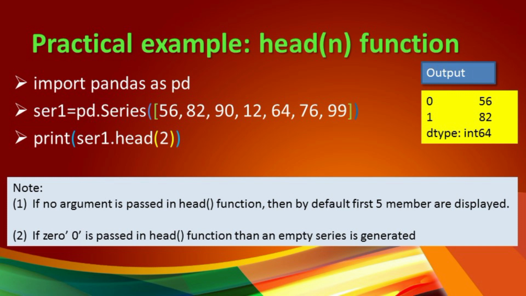In the same way, we can perform the head function with different values. But what will happen if no argument is passed in the head function? It will by default generate the first 5 elements present in the series. And when we pass the argument as 0 in the head function, we get an empty series. So in this way we can learn the head function.